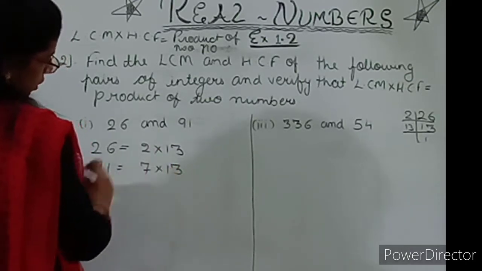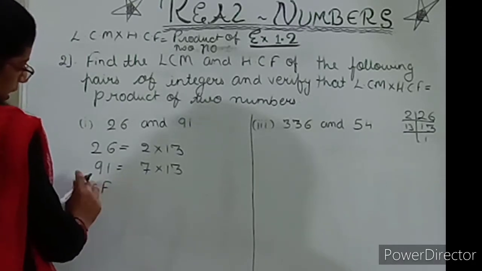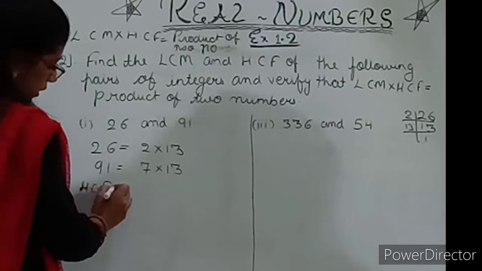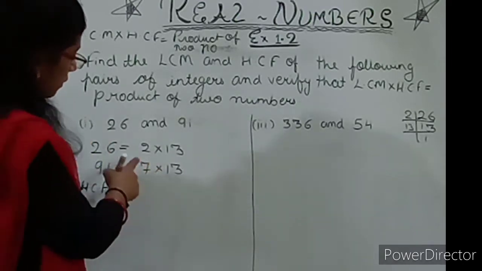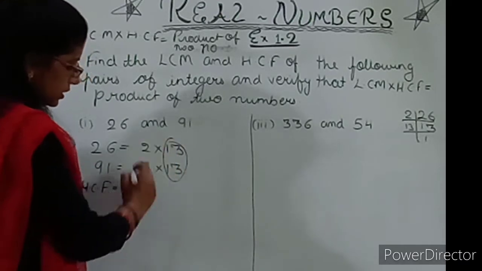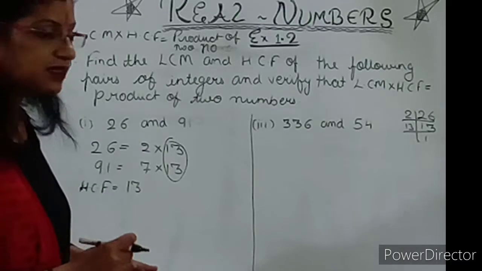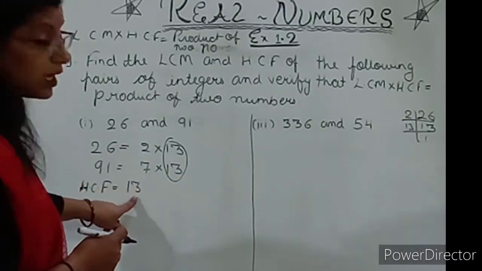Okay. So now what is the HCF first? HCF means highest common factor. So what is the HCF? 1 is a common factor. Then what else is common in it? 13. So 13 is common. A factor will always be less than or equal to the numbers. So this is the HCF.